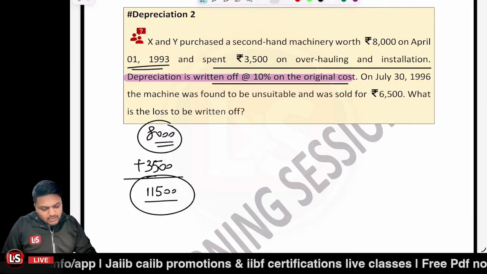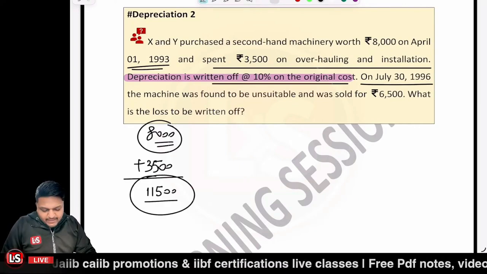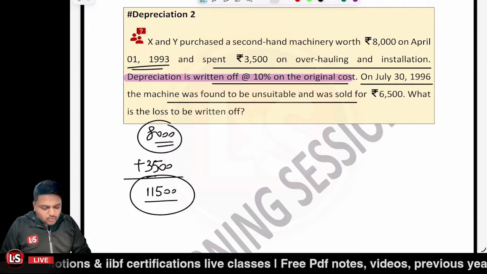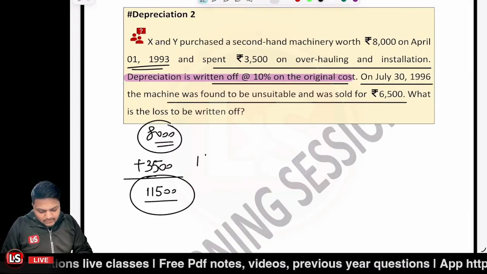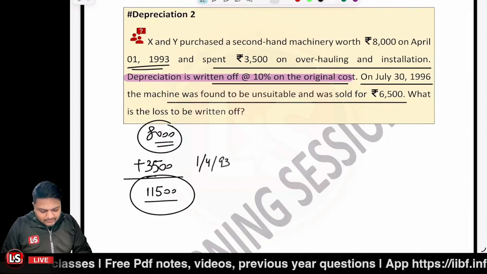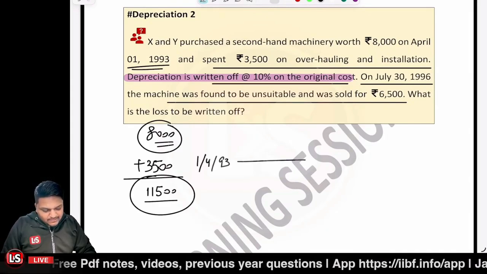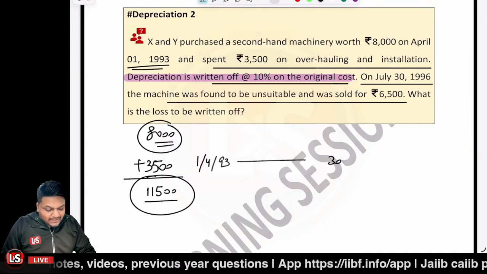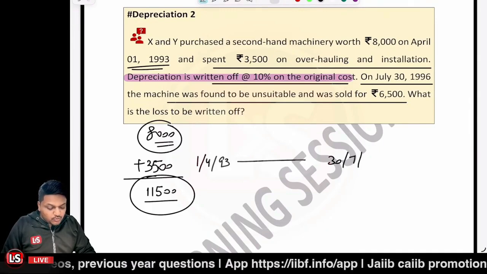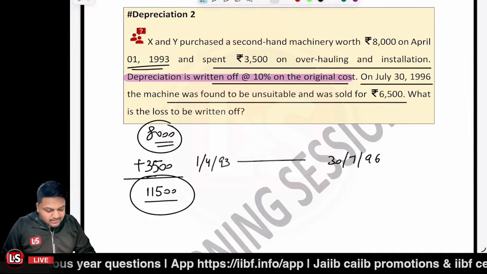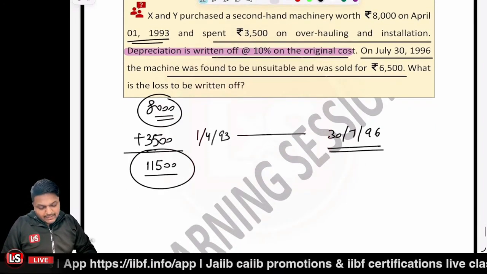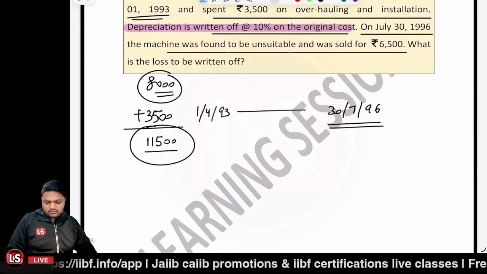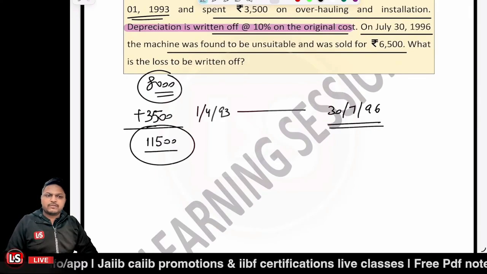On 30th June 1996, the machine was found to be unsuitable and was sold for 6,500. So we bought the asset on 1st of April 93, right? And we sold the asset on 30th of July, I'm talking about. Not June, it is 30th July 96, right? So we are to tell whether it was a profit or loss, or what loss is to be written off, that we need to tell.